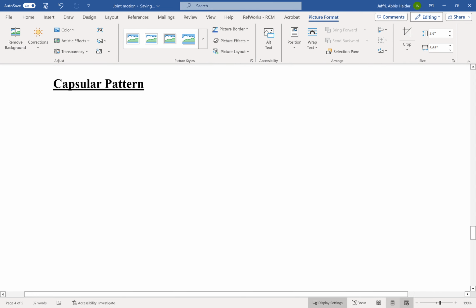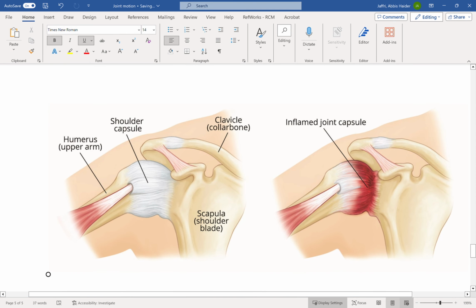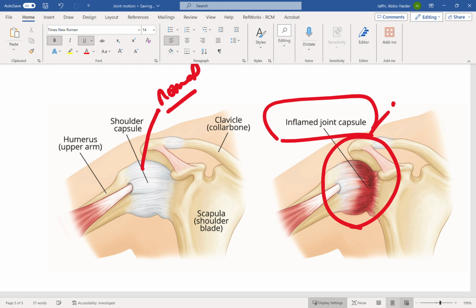Capsular pattern is our last thing here today. In the capsular pattern, it's just the limitation. Capsular pattern in the simplest form is the limitations in the joint motion in a specific order. If they're in a specific order, then we give them the name capsular pattern. This is the normal capsule, normal shoulder capsule, and this is your inflamed capsule here. You can see that it's inflamed. This inflamed capsule would result in joint motion restriction, and that would be in a specific order.